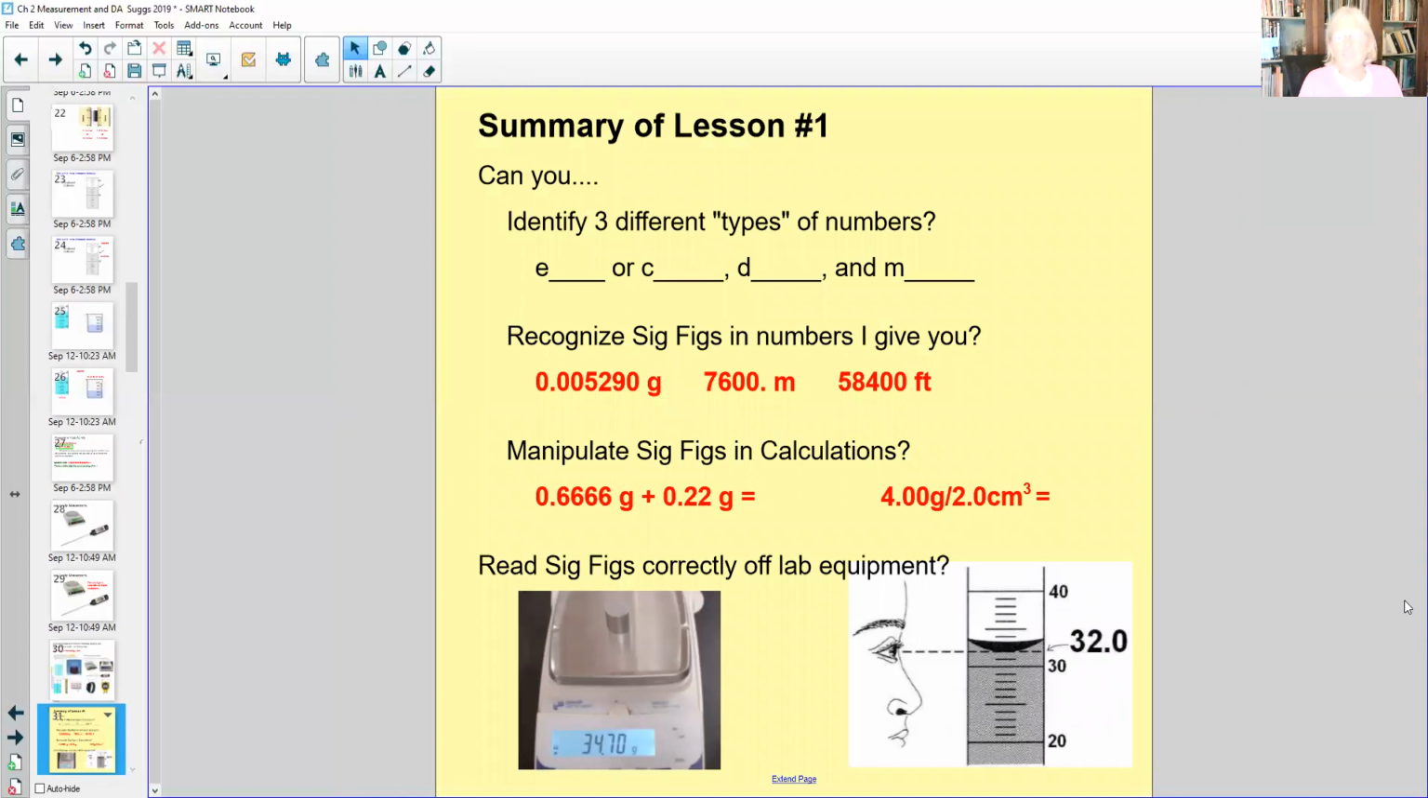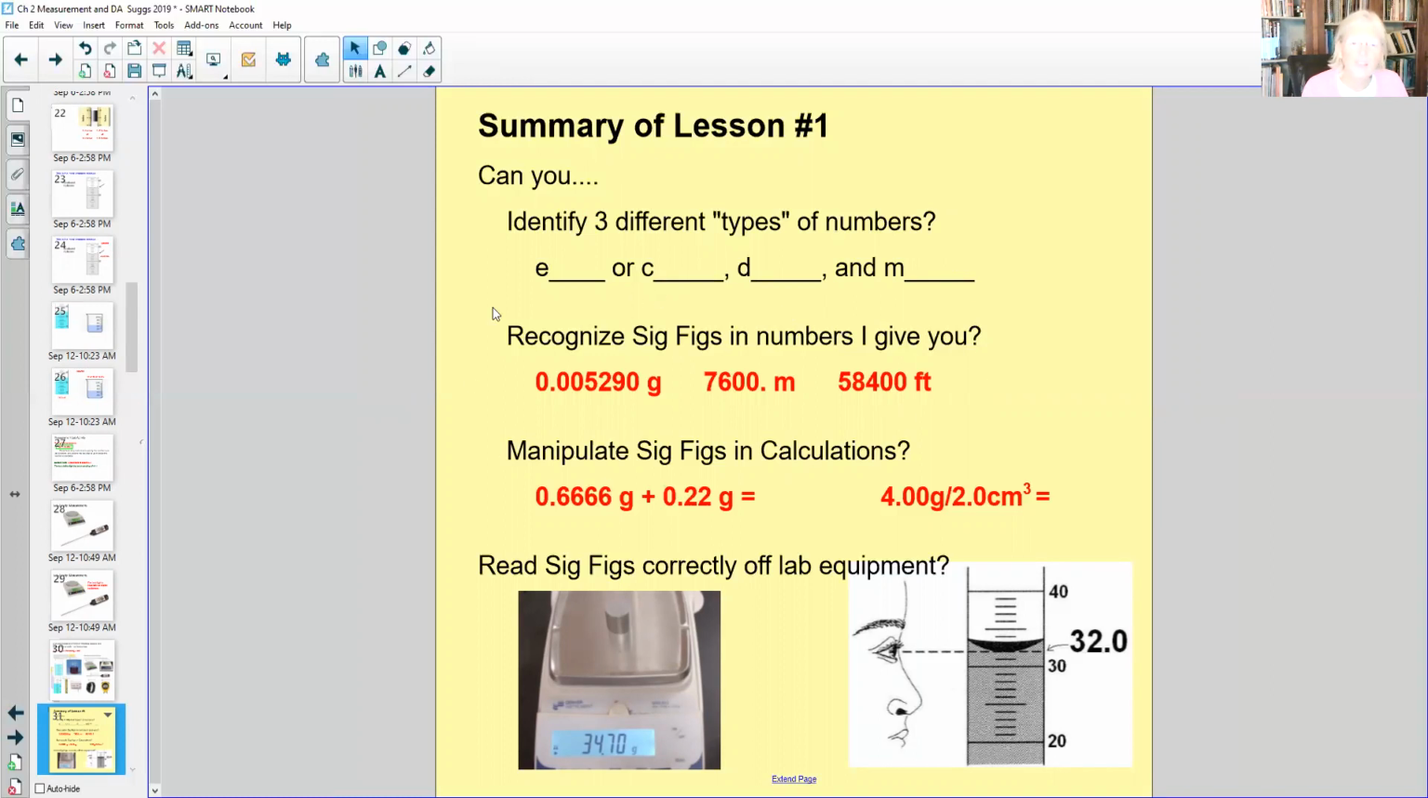So the summary of lesson number 1 is, can you identify 3 different types of numbers? Only this last type of number has sig figs. Why is that? Because exact numbers or counted numbers are perfect. They have infinite significance. Defined numbers are perfect. They have infinite significance. But measurements are the numbers that have sig figs.